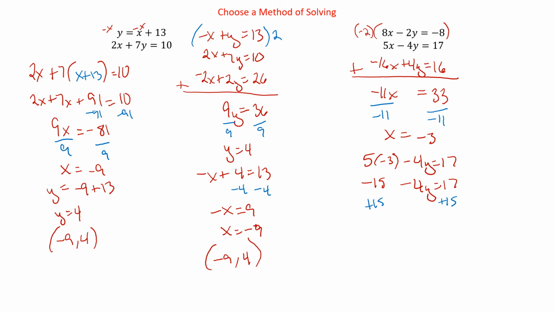So we get -4y equals 17 plus 15, which is 32. Divide by -4 to get y equals -8. So we have (-3, -8).